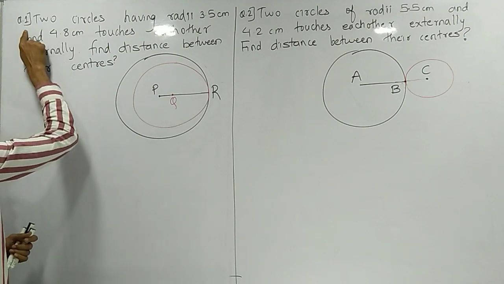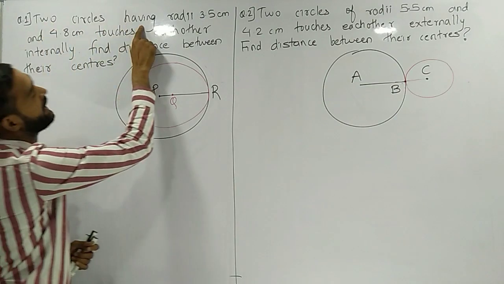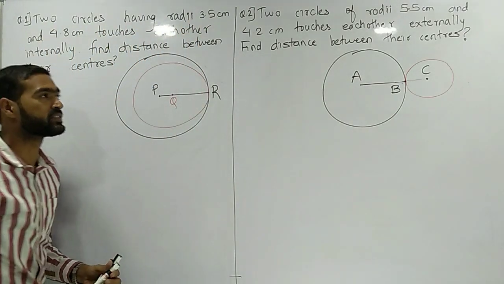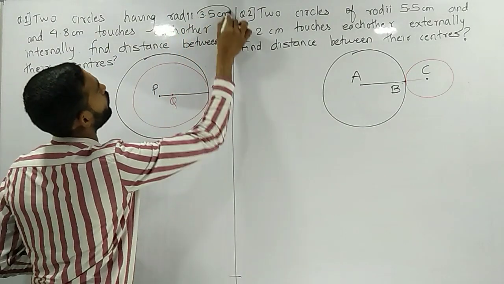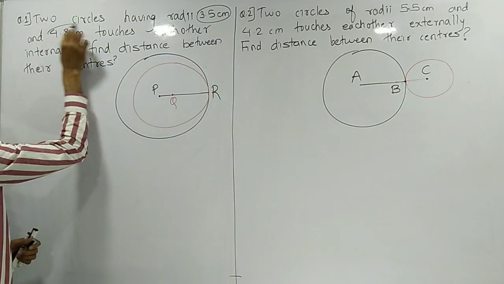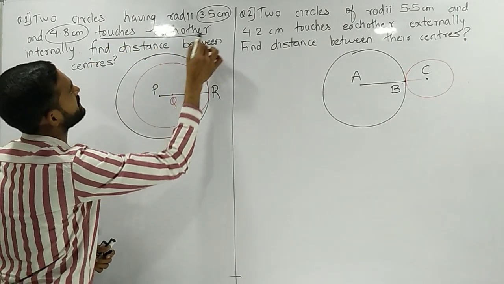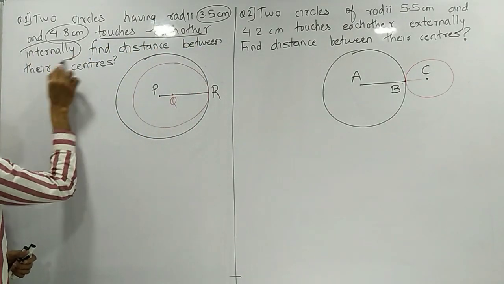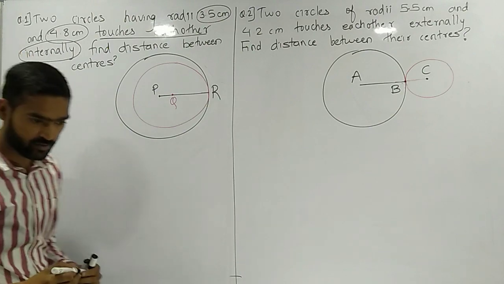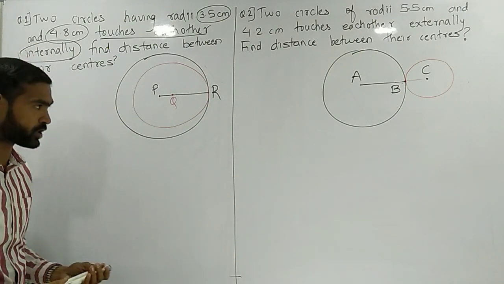So the first sub question: two circles having radii of 3.5 centimeter and 4.8 centimeter. What are they doing? They touch each other. How? Internally. Right? So we'll start the solution.